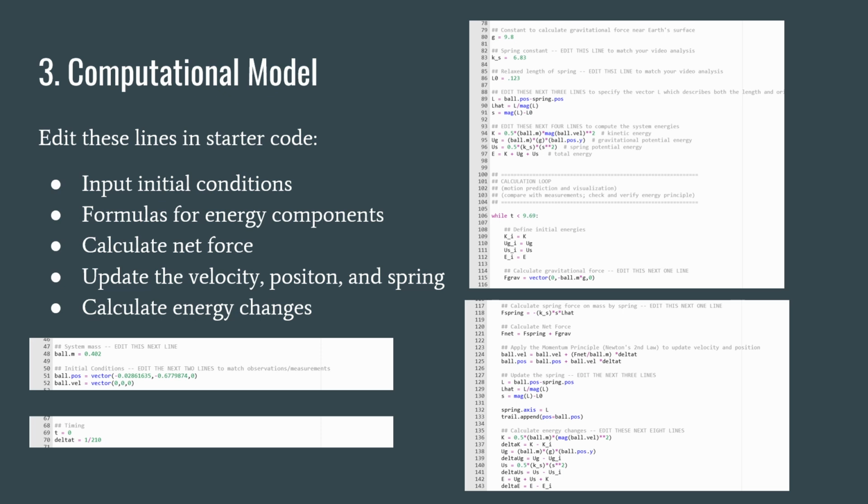Next, we're going to make our computational model. We're going to edit these lines in our starter code. We input our initial conditions, so our mass, our position, and our velocity, and then start time at 0, and step it by whatever you want. Then we set our variables here. Then we find the formulas for our energy components, which were also listed in the formulas to know. Then we calculate our net force using the spring and gravity. Then we update the velocity and position of the spring, and after that we calculate energy changes.